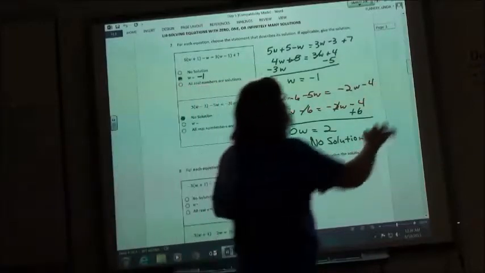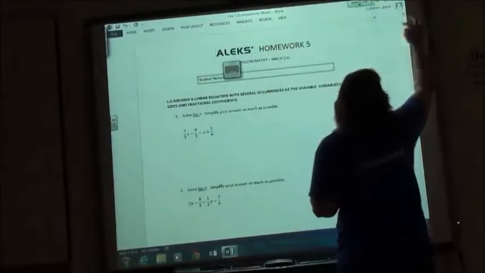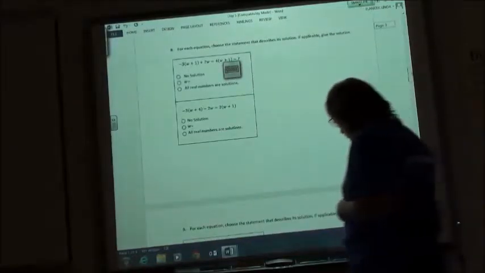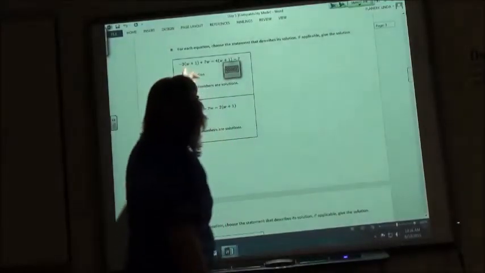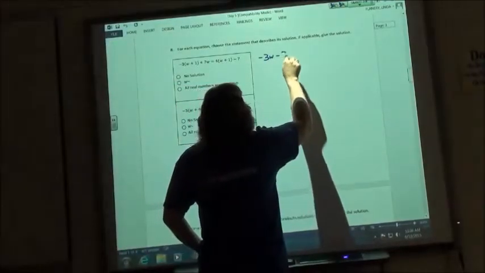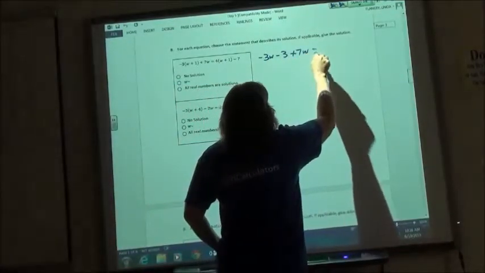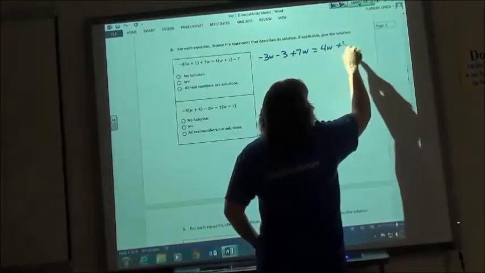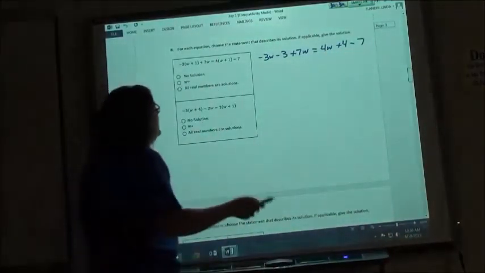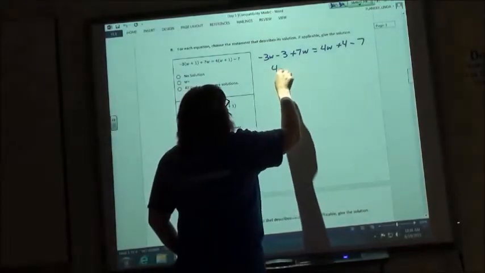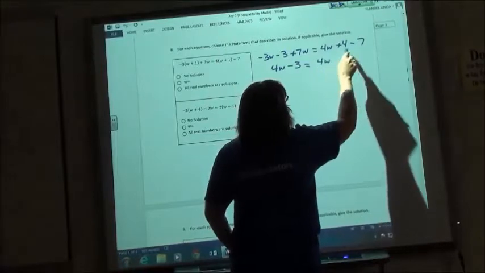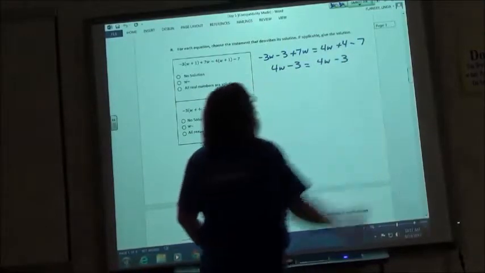So number 8 is going to be the same kind of thing here. We want to solve each of those. And so using my distributive property, negative 3w minus 3 plus 7w equals 4w plus 4 minus 7. Combining my like terms, 7w minus 3w is 4w minus 3. Then I'm going to get 4w, 4 minus 7, minus 3.